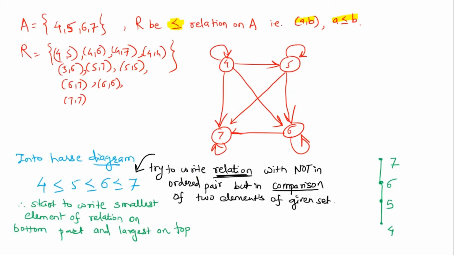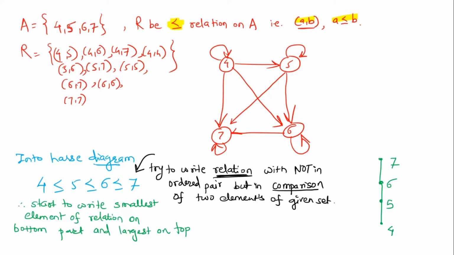Let's take an example of how to draw the Hasse diagram of a relation. My set A has elements 4, 5, 6, 7. Relation R is such that the less than or equal to relation exists between two elements of your set, meaning (a, b) is an element of your relation such that a is less than or equal to b. Then what elements will I have? (4, 5), (4, 6), (4, 7), and 4 is less than or equal to 4, so (4, 4).